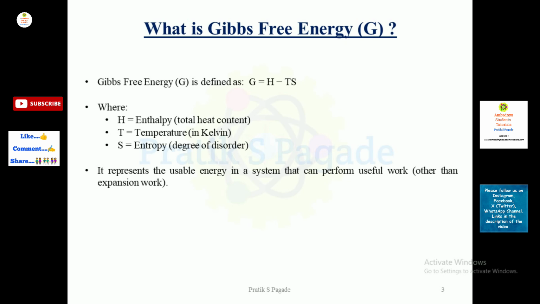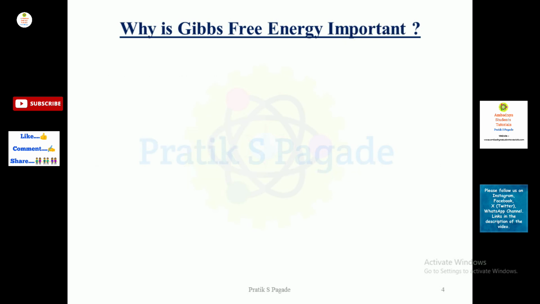It represents the usable energy in a system that can perform useful work other than expansion work. This Gibbs free energy tells us whether the system can perform useful work without requiring an external source of energy. That is, it tells us whether we require external energy for the process or not. Further, why is Gibbs free energy important? It predicts the spontaneity of a reaction or process.